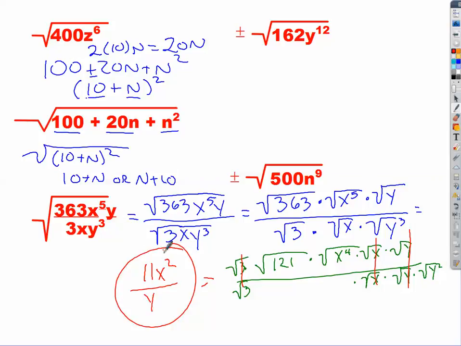The one thing I would like to note is y cannot be 0 because 0 cannot go in a denominator. And so that's it. So that is an example of all the types of problems on your problem sheet that have square roots and variables that you'll have to solve.